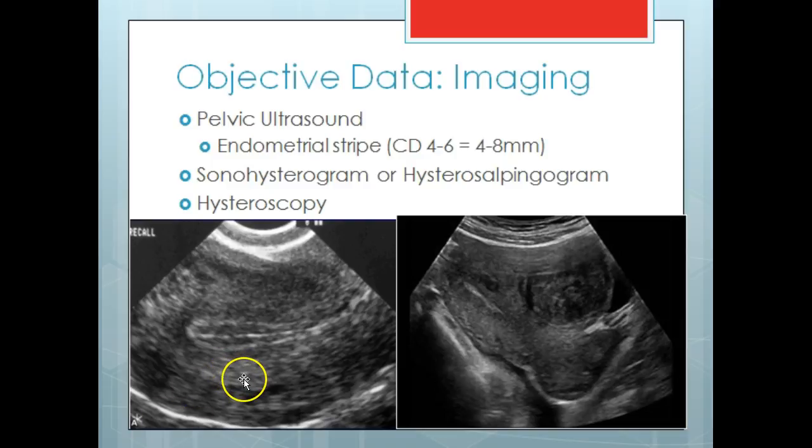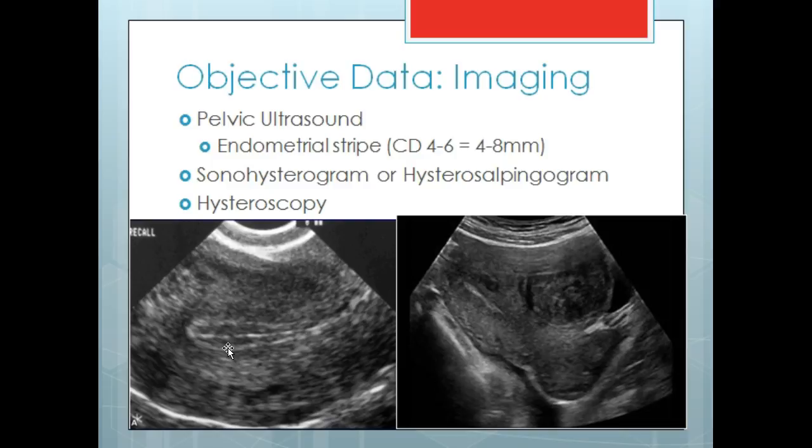But on this picture on the left here, around here, this is where her cervix would be. This is her uterus, I just outlined it. And then this here is her endometrium. You can kind of see 3 lines here. This is her endometrial stripe. So then they would measure the thickness from here up to here, the thickest part. And if it's cycle day 4 to 6, we would expect that to be about 4 to 8 millimeters.